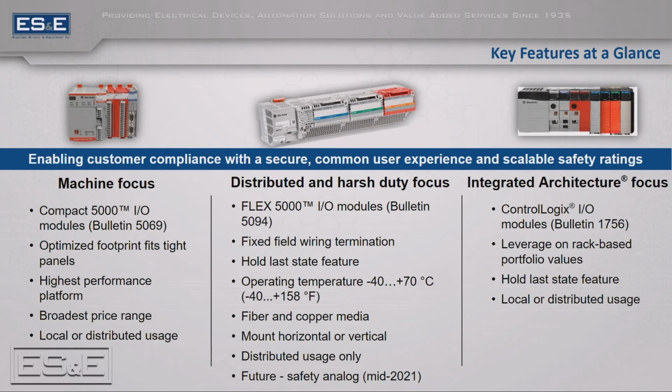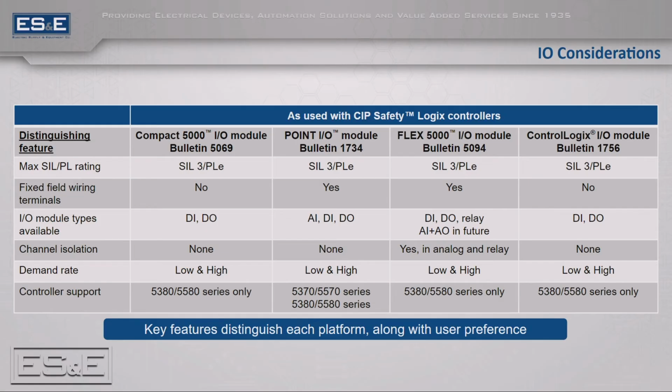And then the last one we have is the ControlLogix, and we call it the integrated architecture because if you already have an existing ControlLogix chassis, you can now install the safety IO with the local IO. Previously you had to have a distributed usage of the 1756, but now it is compatible within the same chassis as standard IO and the processing unit itself. We have a quick chart here going through the various applications, but the most important line in this whole thing is just the IO module availability.